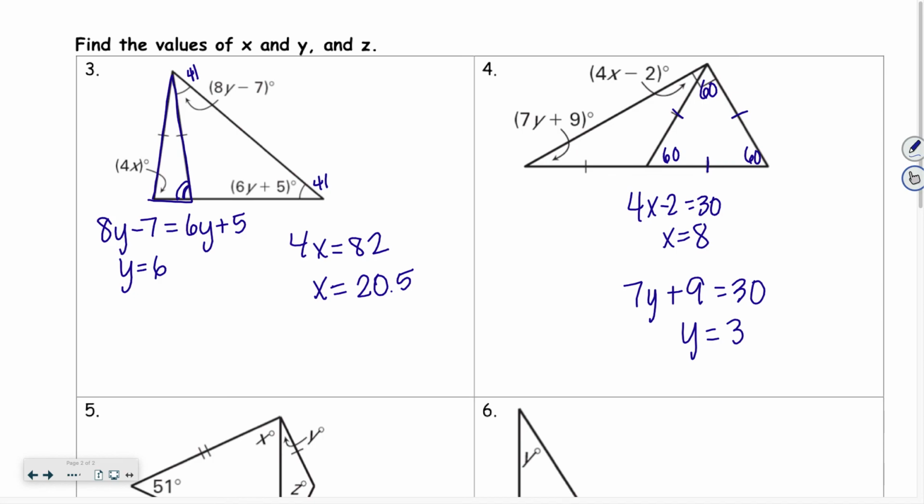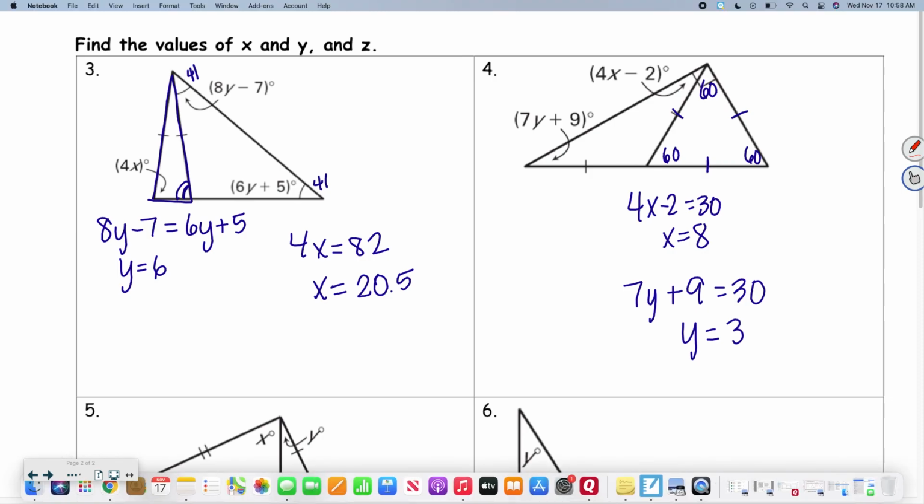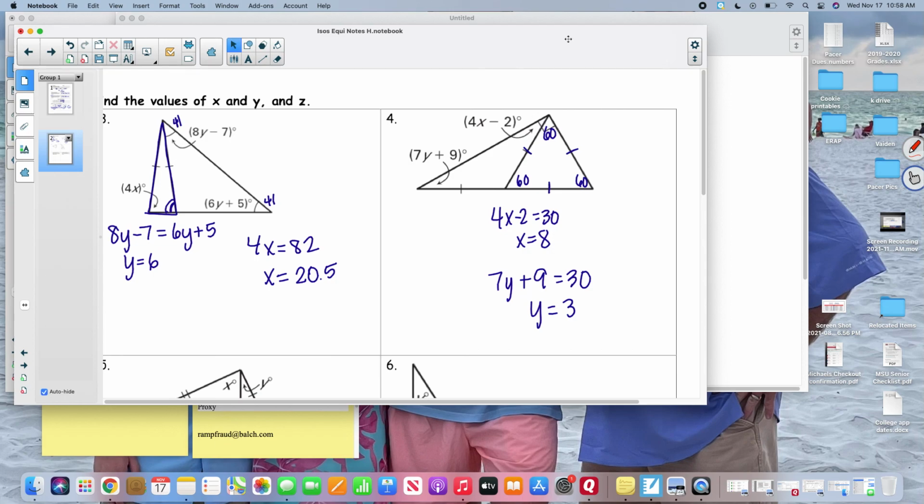All right, 5 through 8 are homework, but you have time to do them now. So if you have started on them, great. If you have not, I want you working on 5 through 8, and then you don't have any homework.